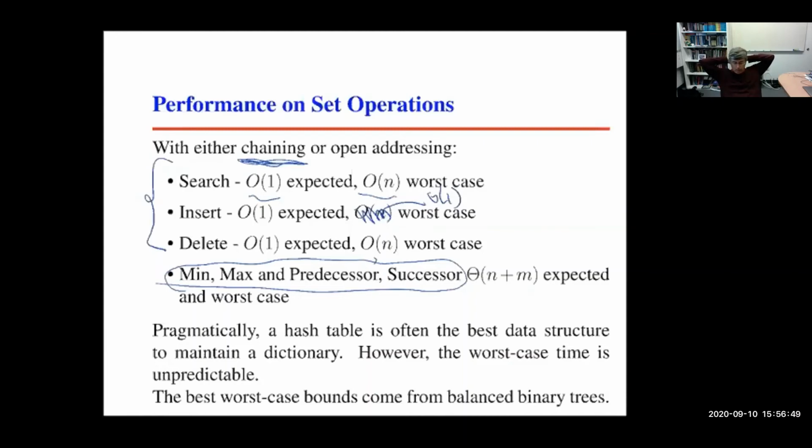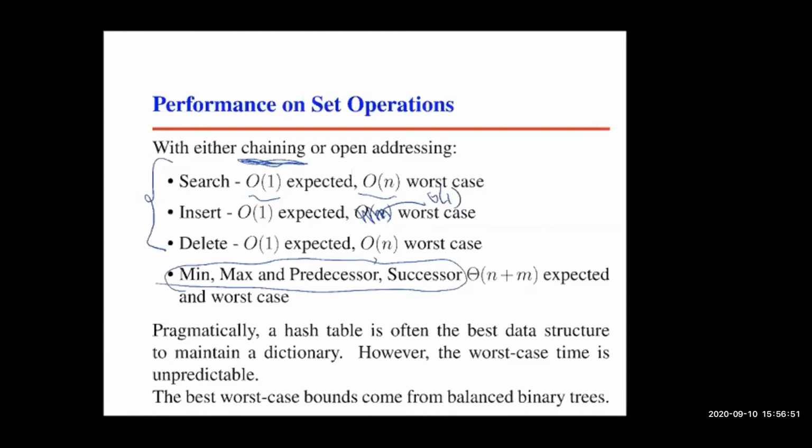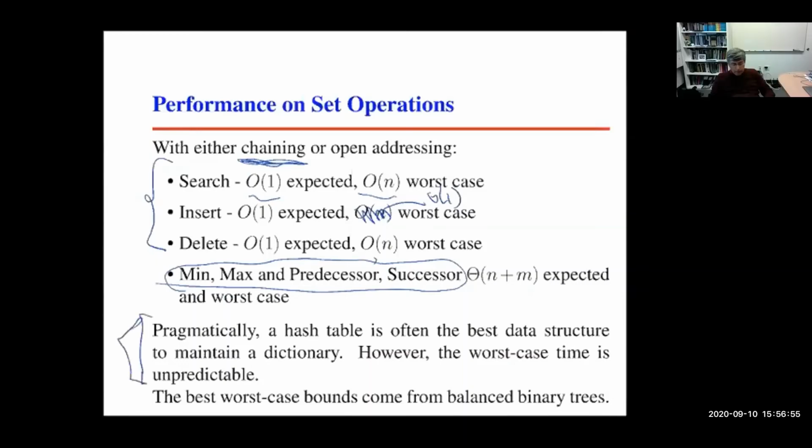Any questions? So pragmatically, hash tables are often the right thing to use for dictionaries. There is a reason why you guys are used to using hash maps in your Java or whatever other language you're using, because these are practically very good data structures.